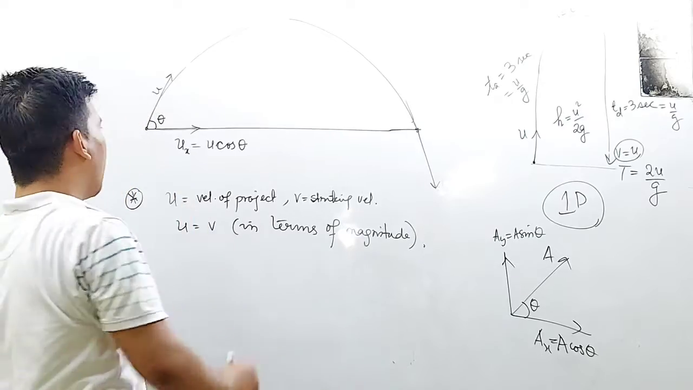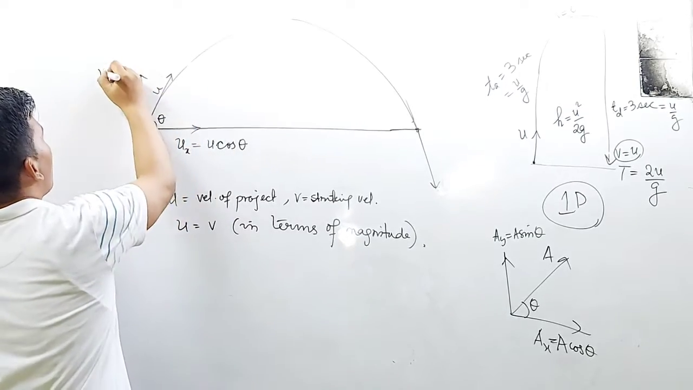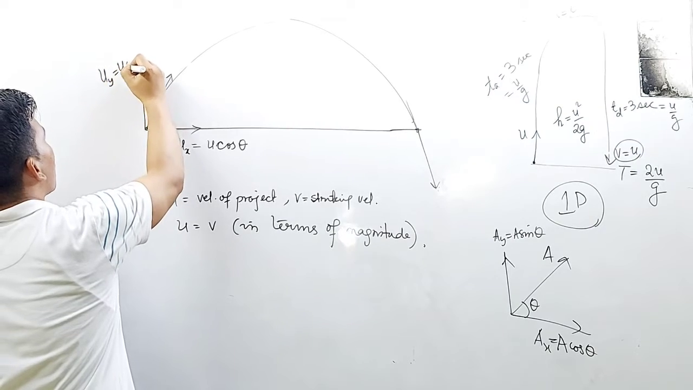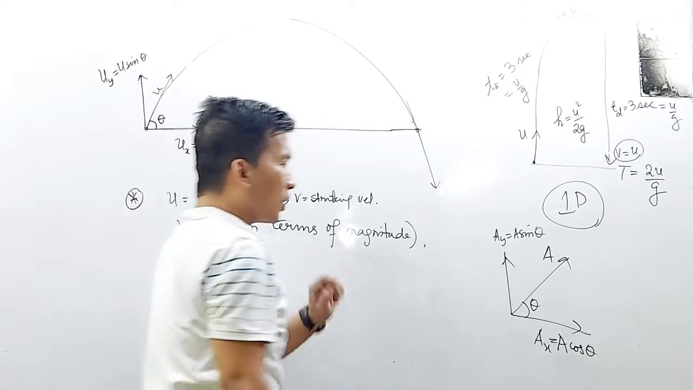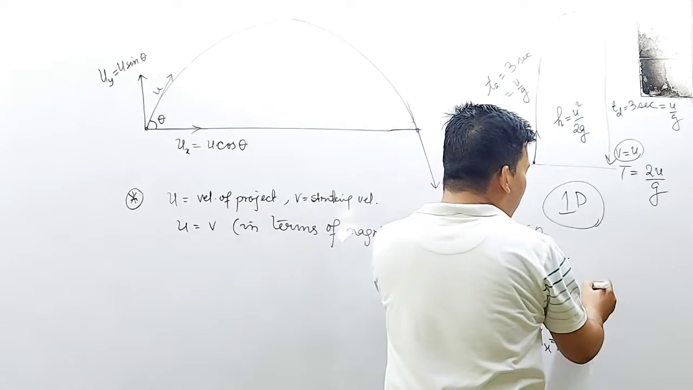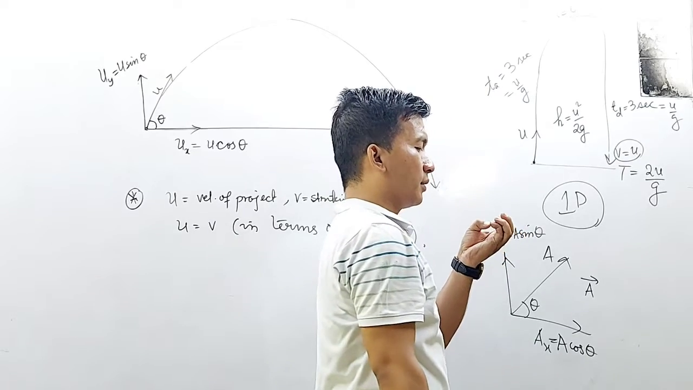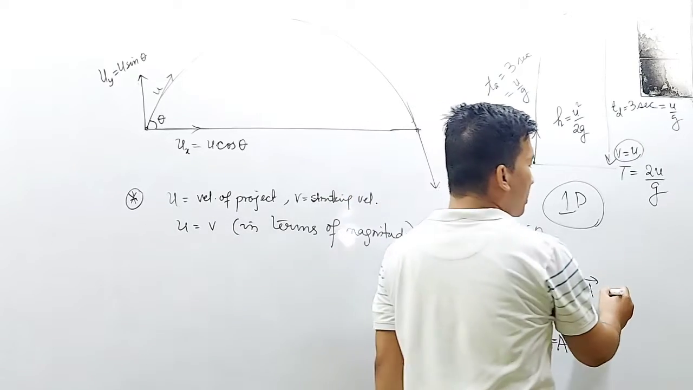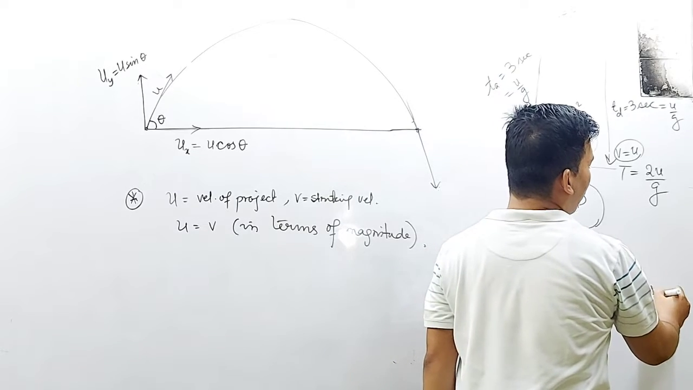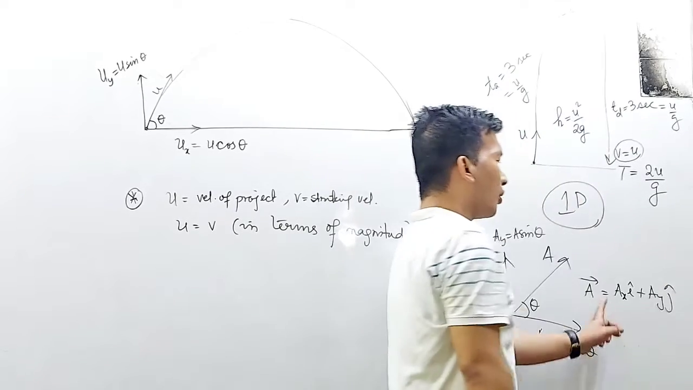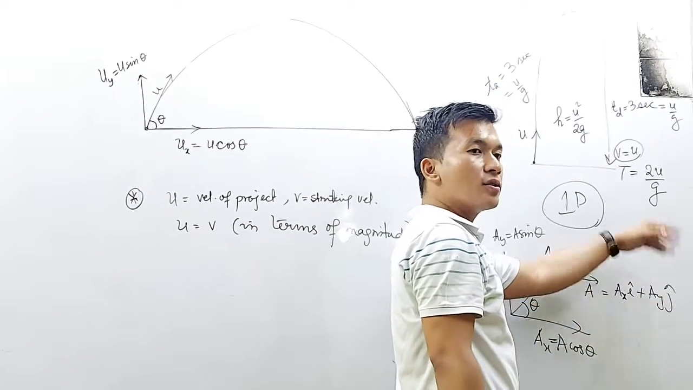And next, we will be having another component, uy, is equal to u sin of theta. Now, in terms of vector, how will you express this a vector? This will be expressed as ax i cap plus ay j cap. Component of a along i cap, component of a along j cap.